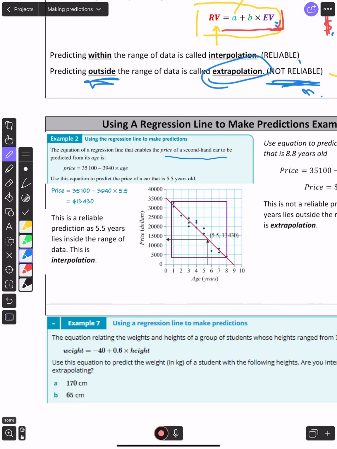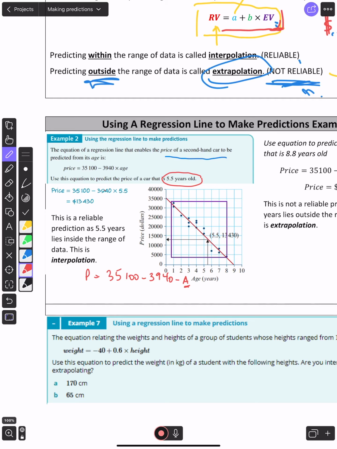So whenever you're making a prediction, I strongly urge you to do these steps just while you're getting used to stuff. First step, write down the rule. So I've got price is equal to 35,100 minus 3,940 times the age. Then you need to ask yourself, what part of the equation do I have? Like, what variable do I have? So the question says I have a car that is 5.5 years old. So I've got the age. So I've got this part here.